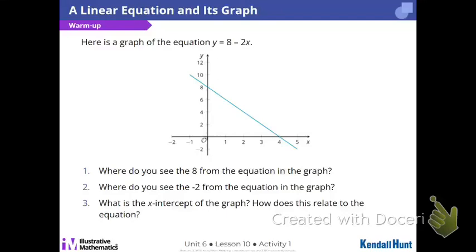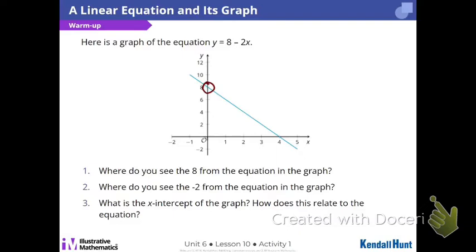Normally I don't record the warm-up, but like I said, today's warm-up is going to be the same concept for the whole thing. So who can tell me where they see 8 in the equation and in the graph? Ryan? The line is the Y-intercept. Yeah, we're talking Y-intercept right up in there, right? What about in the function?